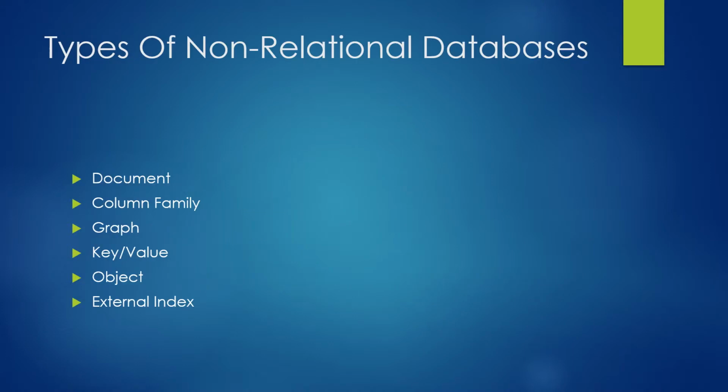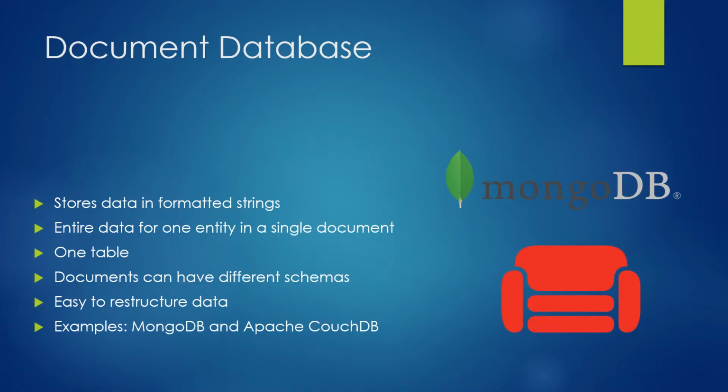As I previously mentioned, there are many different types of non-relational databases. Some of these include document, column family, graph, key value, objects, and external index databases. The first type of non-relational database that I'm going to talk about is the document database.